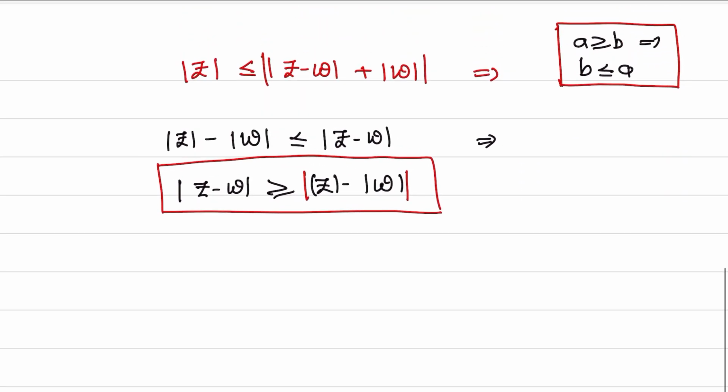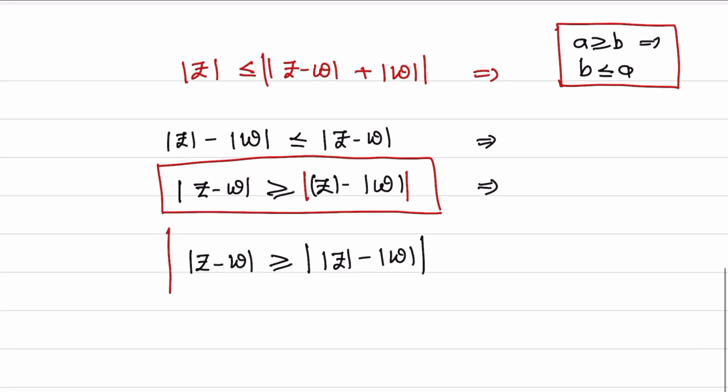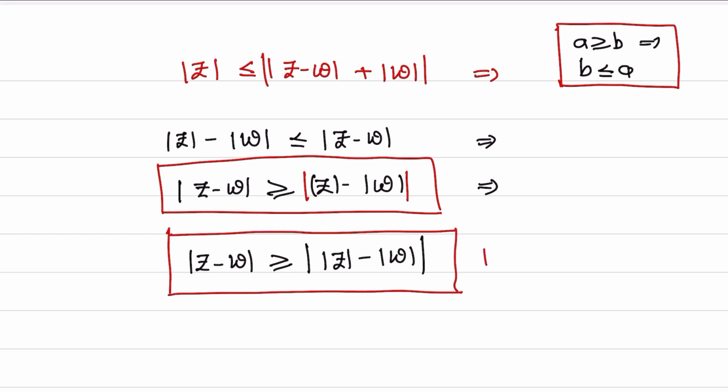That means ultimately we have proved that modulus of Z minus W is greater than or equal to the absolute value of modulus of Z minus modulus of W. Proved.